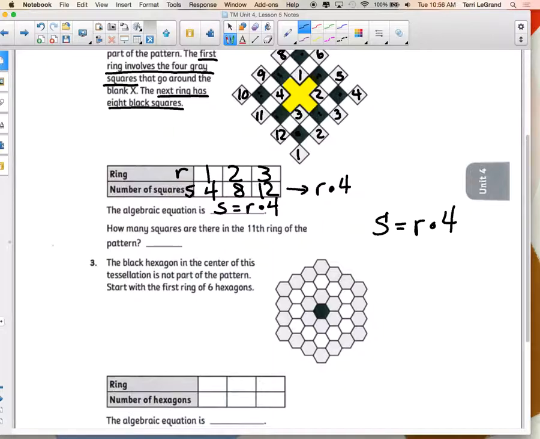Sam? S equals 12 times 4. Because we want to know for the 11th ring, we need to substitute an 11 here, not a 12. And what's 11 times 4, class? 44. So there are 44 squares that would need to be in the 11th ring of our pattern, of our tessellation.